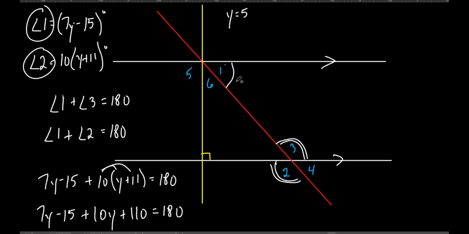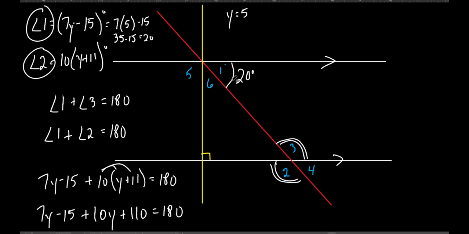So what do I want to do? Let's find angle 1. So what are we going to do to find angle 1? Plug it in. That's right. So let's plug it in. So it's 7 times 5 minus 15. 7 times 5 is 35 minus 15 is 20. So what's angle 1? It's 20 degrees. Okay? Really, that's all we need. We can find everything else.